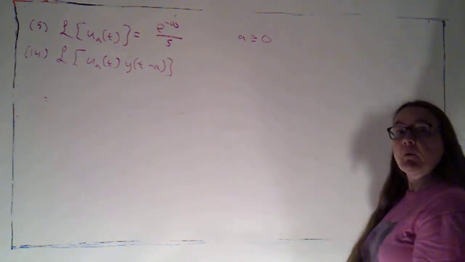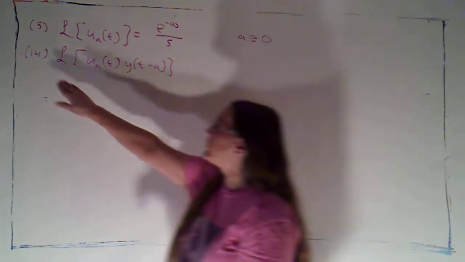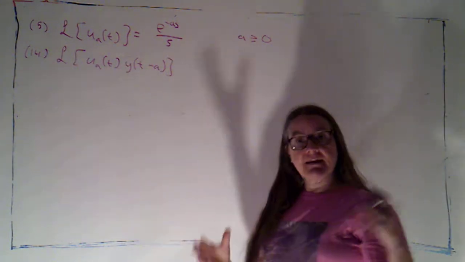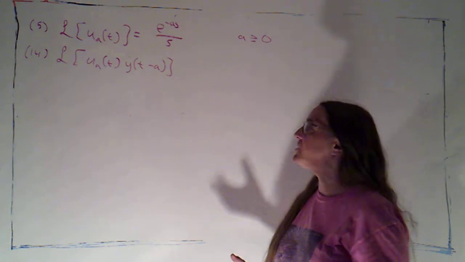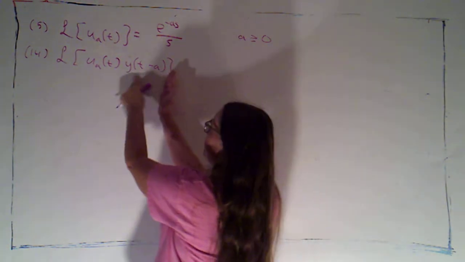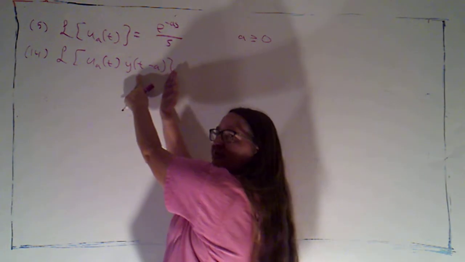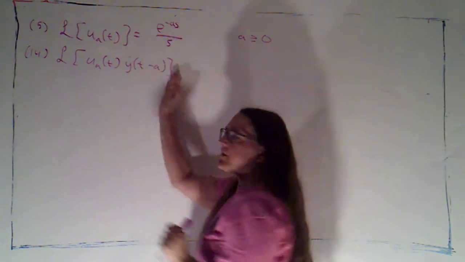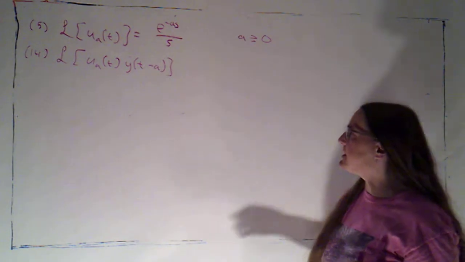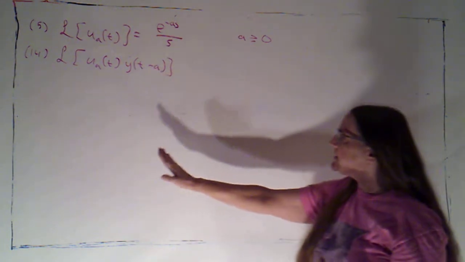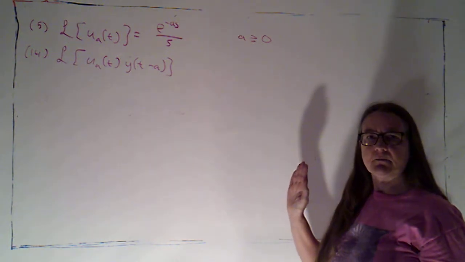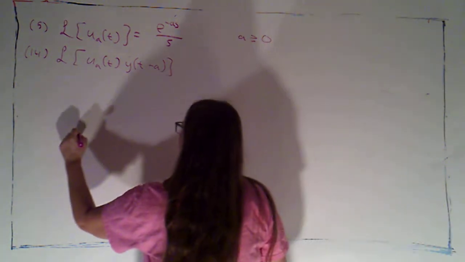Okay. What we're going to look at now is formula 14, which is where we're using that Heaviside function as an on switch. But what's interesting here is the function that we're going to turn on isn't just y of t, it's a horizontal translation of y of t. This is y of t shifted a units to the right. So let me just show you an example of how that would work.